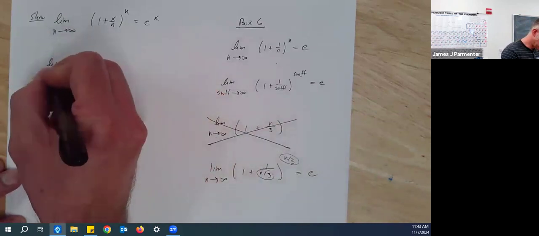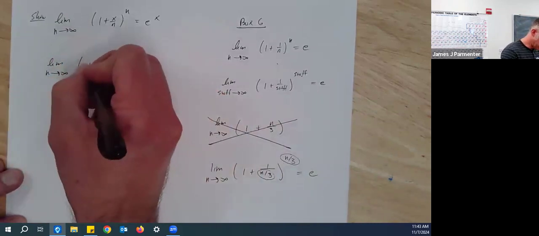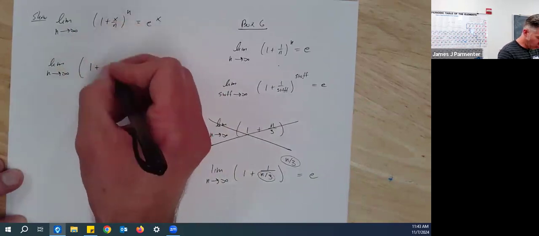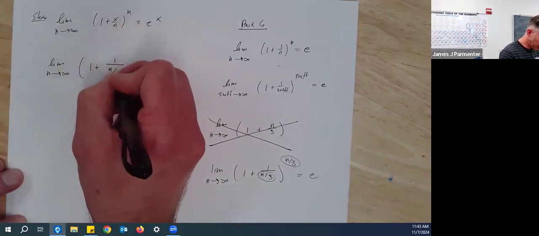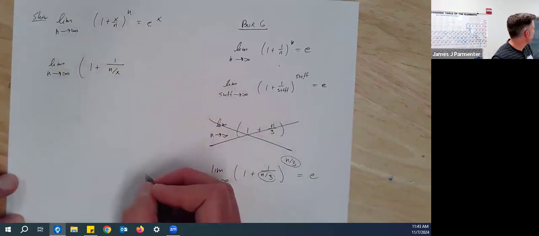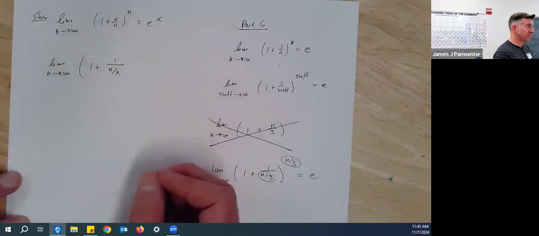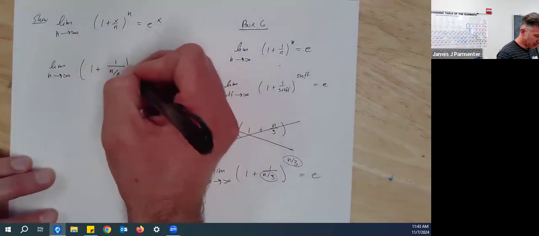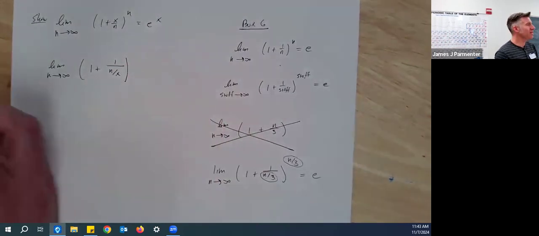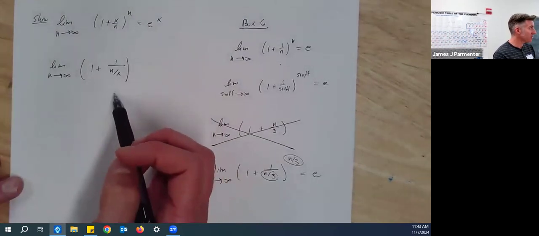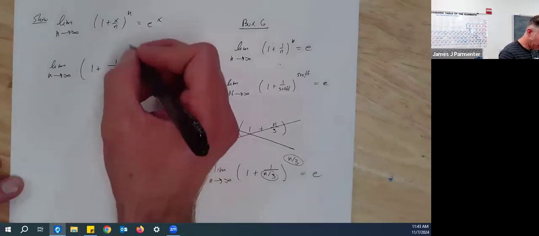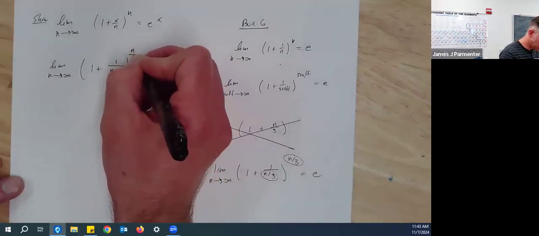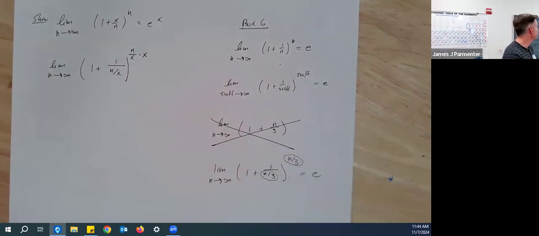We're going to rewrite this as the limit as n goes to infinity of 1 plus, I'm going to write this as 1 over n over x. Just to make it look like I'm used to seeing it, right? x divided by n is the reciprocal of n divided by x. And then in the exponent here, well, I really wish I had n divided by x. So I'm going to make it happen. I'm going to say I have n divided by x times x. Technically, I didn't change anything. I just made it look gross.